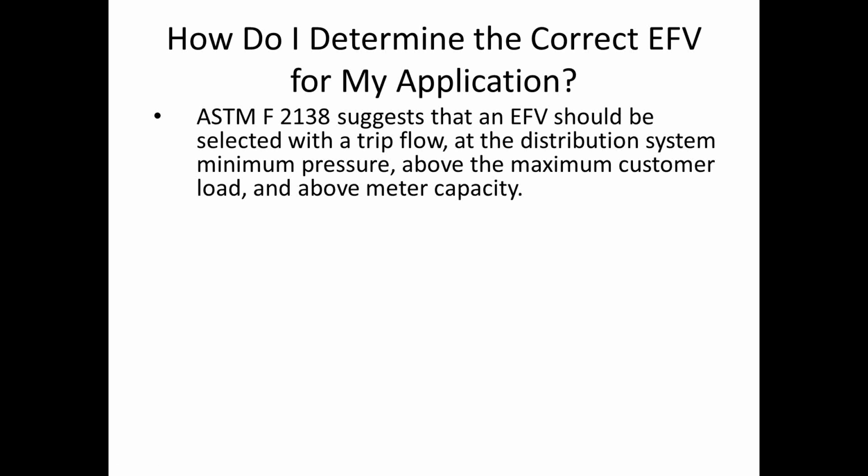So ASTM F2138 suggests that an EFV should be selected with a trip flow at the distribution system minimum pressure above the maximum customer load and above meter capacity.